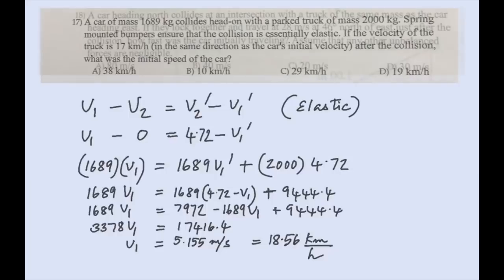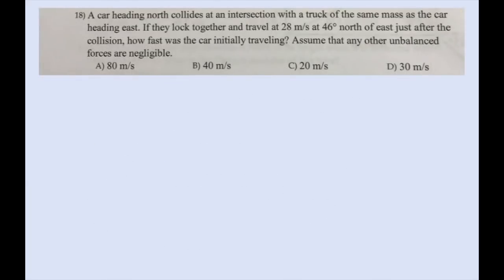kilometer per hour. Here in question 18, a car heading north collides at an intersection with a truck of the same mass as the car heading east. If they lock together and travel at 28 meters per second at 46 degrees north of east just after the collision, how fast was the car initially traveling? Alright, so here's the diagram, one moving north, the other moving to the east, and then they lock up and move together.